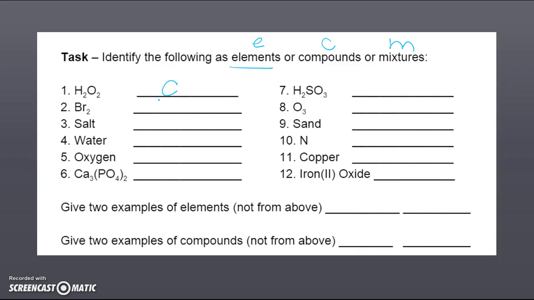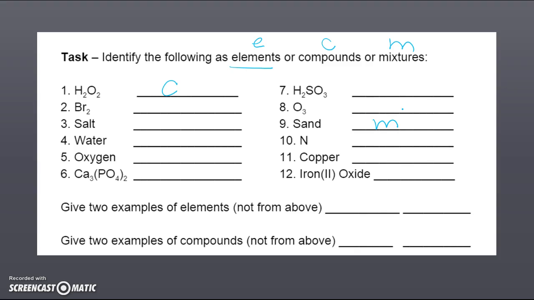Mixtures are going to be really easy to spot. It's going to be something that doesn't have a simple formula, something that you know isn't bonded together. There's a lot of stuff. So the only mixture out of all of these 12 examples listed here would be sand. If you think about sand, if you've ever gone to the beach, it is made of a lot of different things that are mixed together, but it's really easy to separate these different items.